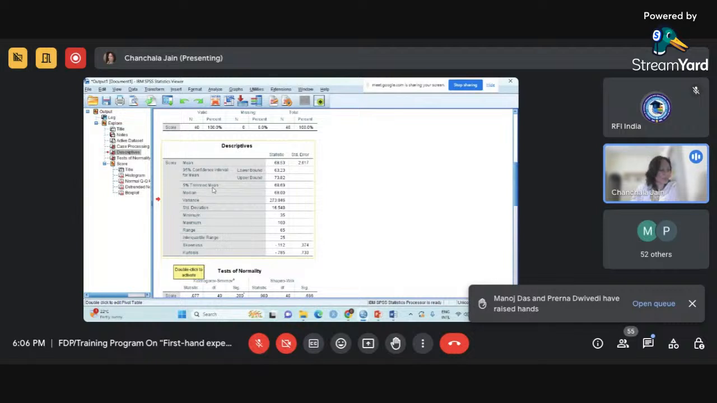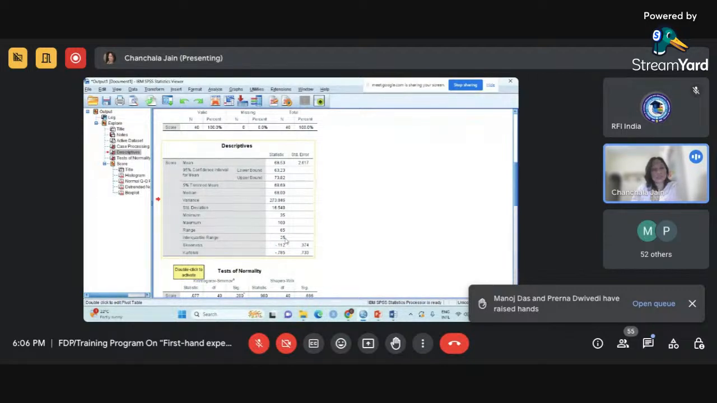The 5% trimmed mean means that if we remove the outliers, 5% from both sides, this would be your mean value. The median is 68. The variance is 273.846. The standard deviation is 16.548. The minimum of the score is 35. The maximum is 100. The range is 65.